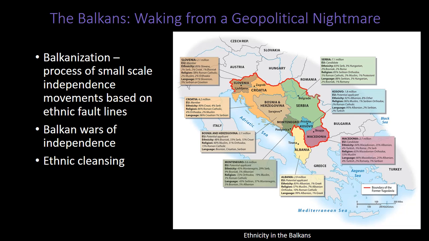So, Kosovo is still a place where Albania wants to regain it. And you can see this gives you an understanding of the complexity of it, right? 96% are Muslim, 1% are Serbian Orthodox, so Christian, and 2% are Roman Catholic. 95% speak Albanian, 2% speak Serbian, and 2% speak Turkish.